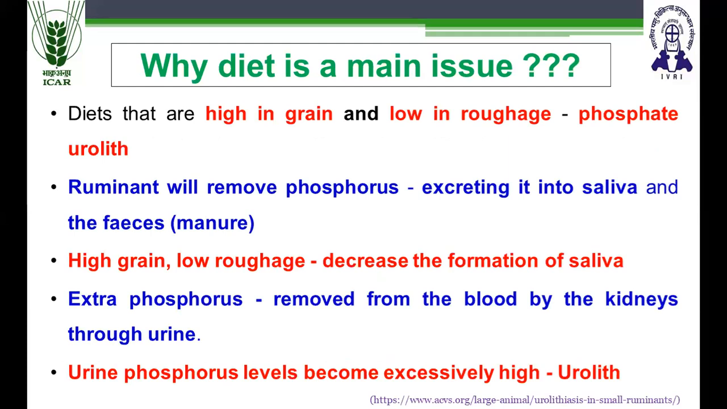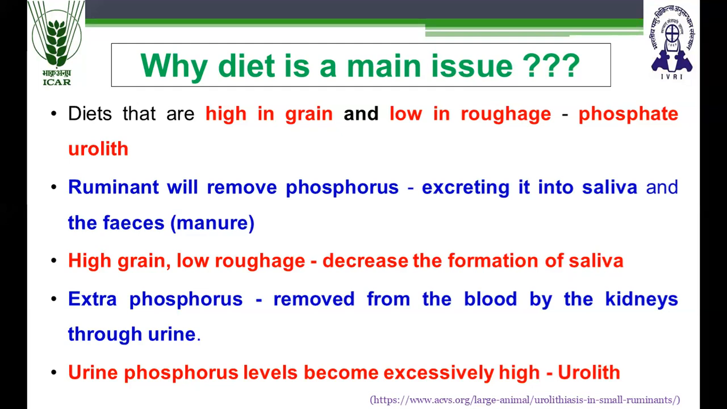And ruminants normally remove phosphorus by excreting it through saliva as well as feces. But in case of a high grain and low roughage diet, the formation of saliva decreases. So the normal pathway of excretion of phosphorus is inhibited. The extra phosphorus will be removed from the blood by the kidney, so the kidney is overloaded. The mechanism for excretion of phosphorus will depend solely on the kidney. As a result, renal excretion of phosphorus will increase and the phosphorus will start precipitating, and it can lead to urolithiasis formation in ruminants.